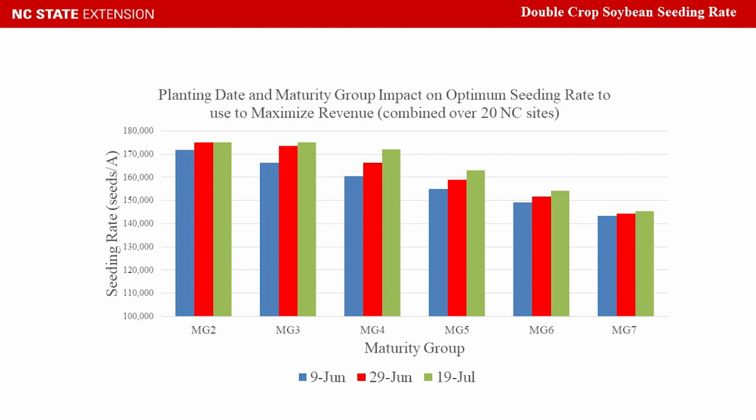If you looked at the June 29th planted beans, you'd see you needed a slightly higher seeding rate to optimize revenue, but you still see the same trend that the seeding rate you need to optimize revenue declines as your maturity group increases. So again, you need less seed to optimize revenue in a maturity group 6 than you do in a maturity group 4. And we saw the same thing for July planted beans, where again, you need less seeding rate to optimize revenue with a later maturing variety than with an earlier maturing variety.